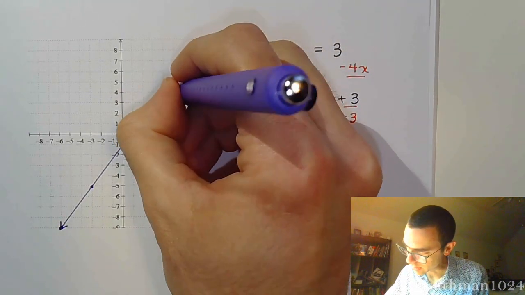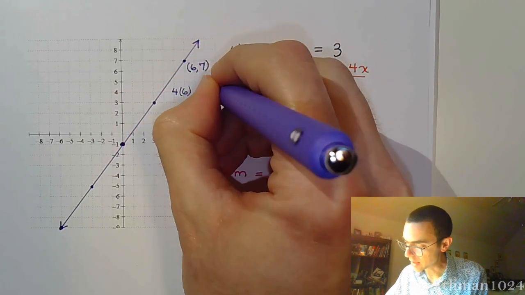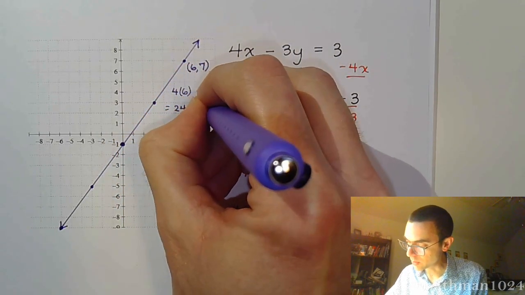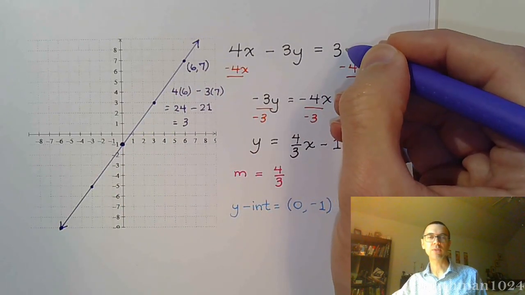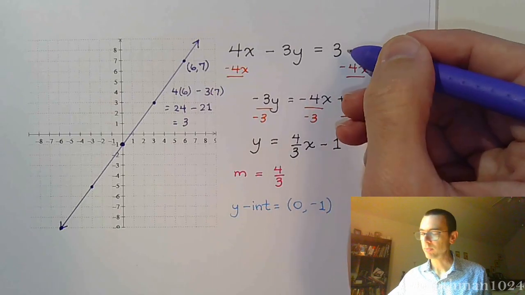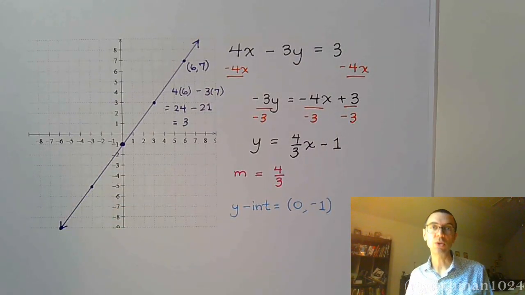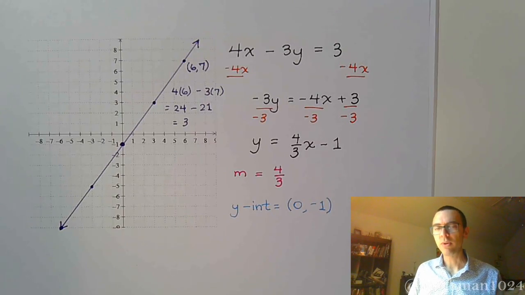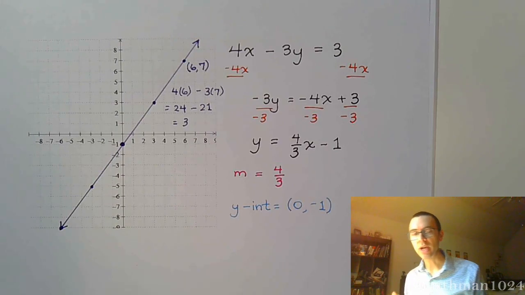That's going to be 4 times 6, because that's x, minus 3 times 7. I get 24 minus 21, which equals 3, and that's what I was supposed to have on the right side of the equation. So it does check out. You could pick another point somewhere over here just to verify that what you have is good. Okay? All right. Now the next examples that we want to look at will involve identifying and calculating the x and y intercepts and using those guys to help us graph.